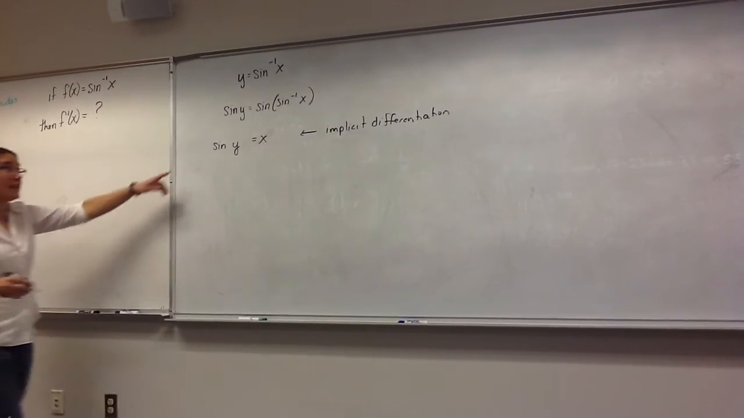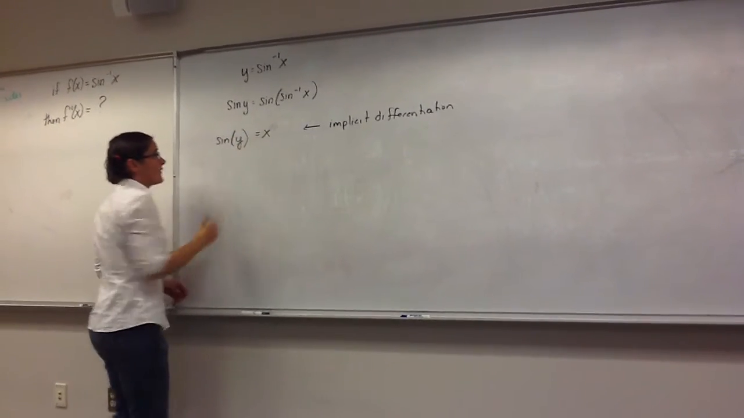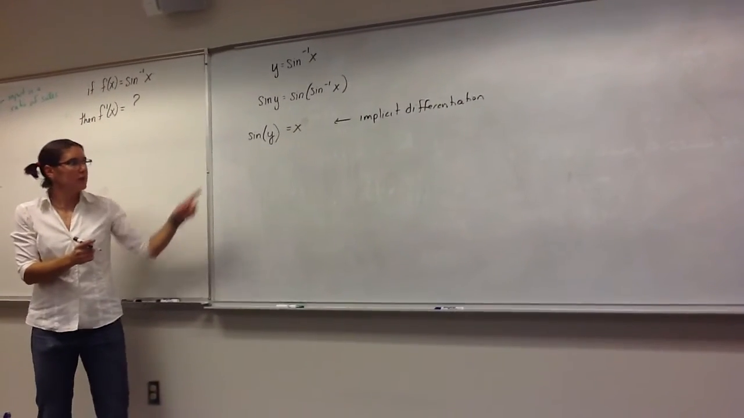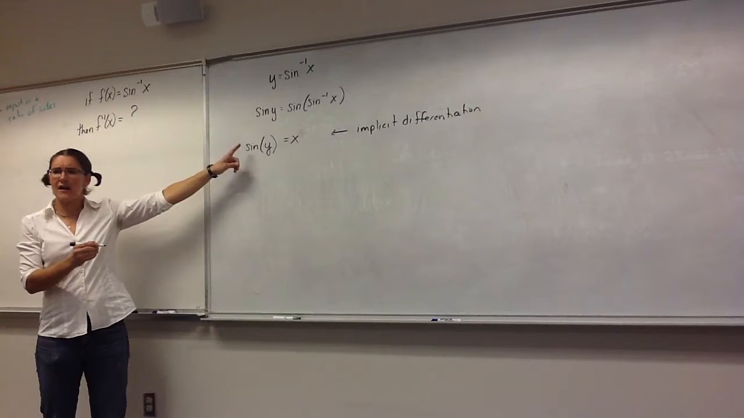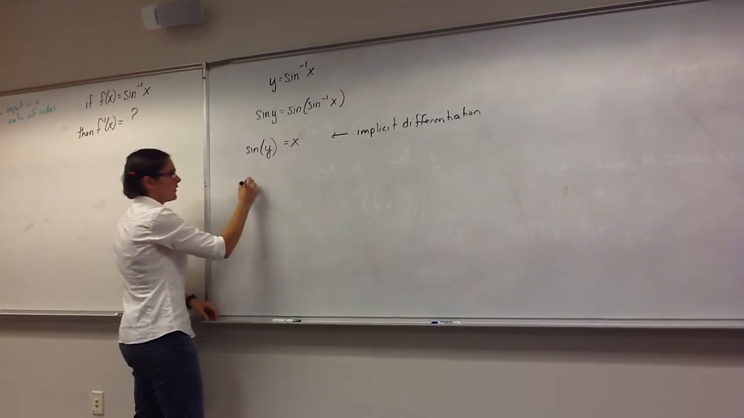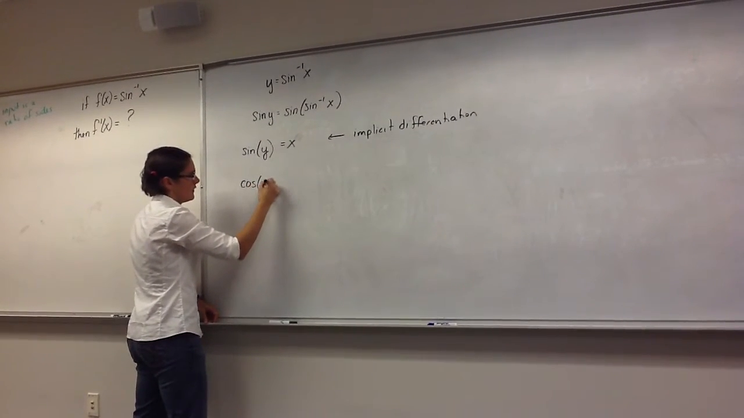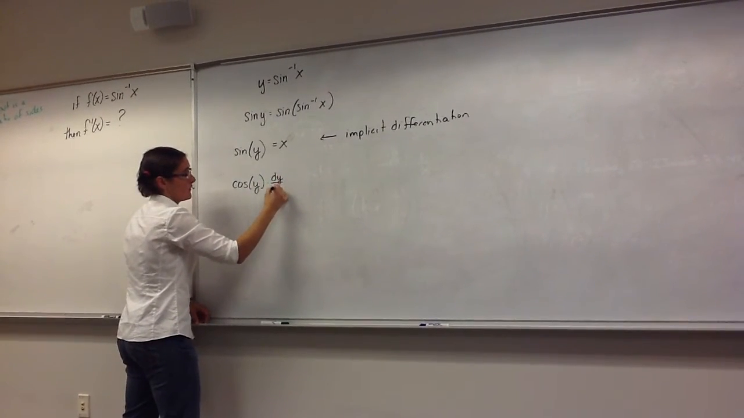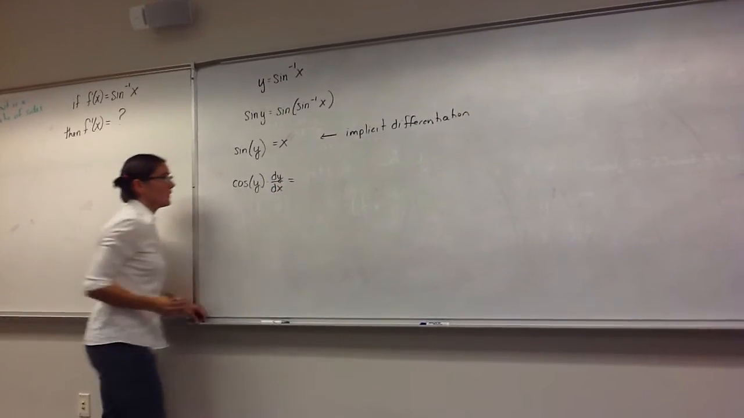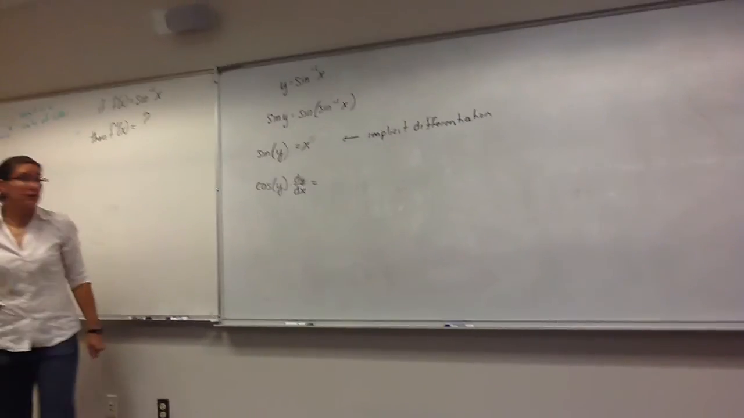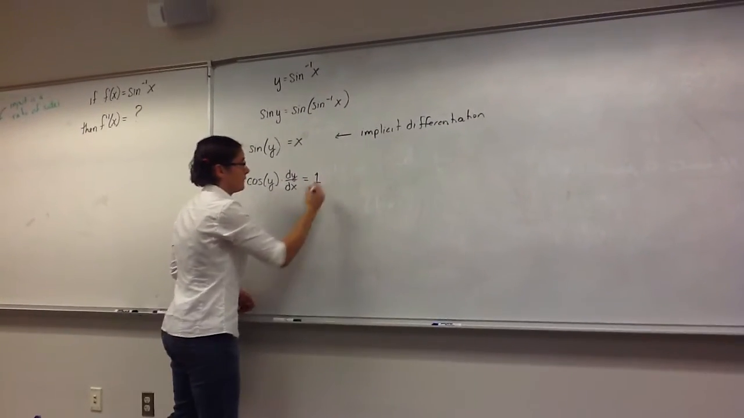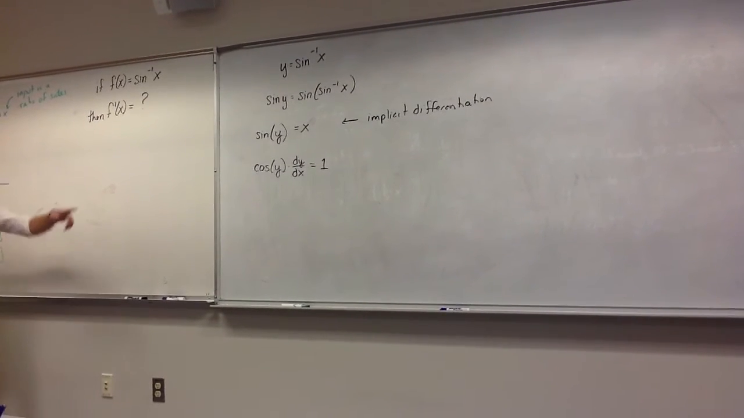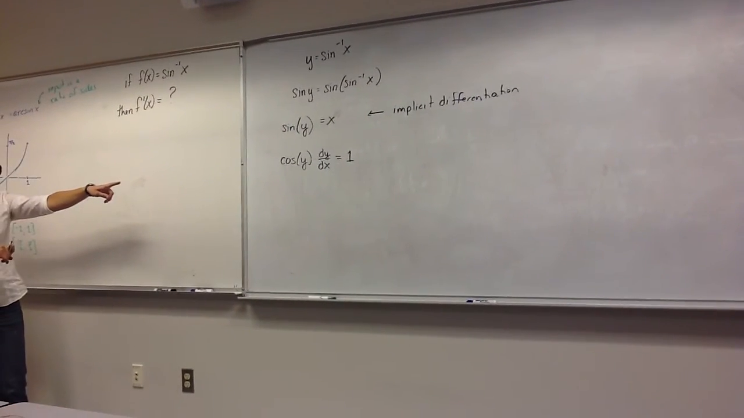All right, so on the left side, I've got sine of y, so its derivative, thinking of y as a function of x, will be cosine of y times the derivative of y, which is dy over dx. And on the right side, the derivative of x is 1. All right, are there any questions about that so far?